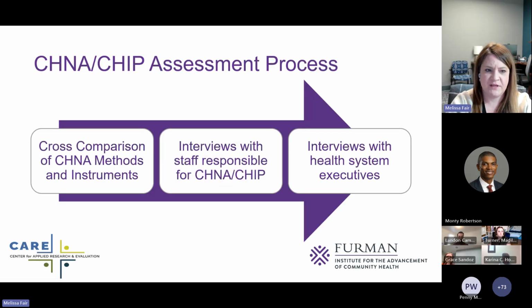So we are focusing there, it's a three-step process, but today we are focusing on results from the middle process. So we did that cross comparison of CHNA methods and instruments. We're going to have a complete report that we're going to be able to share with the Alliance and the community here in the next month or so. We also did interviews with the staff who were responsible for the CHNA and CHIP, and also interviews with health system executives. And today we're focusing on the staff interviews about the CHNA and CHIP.